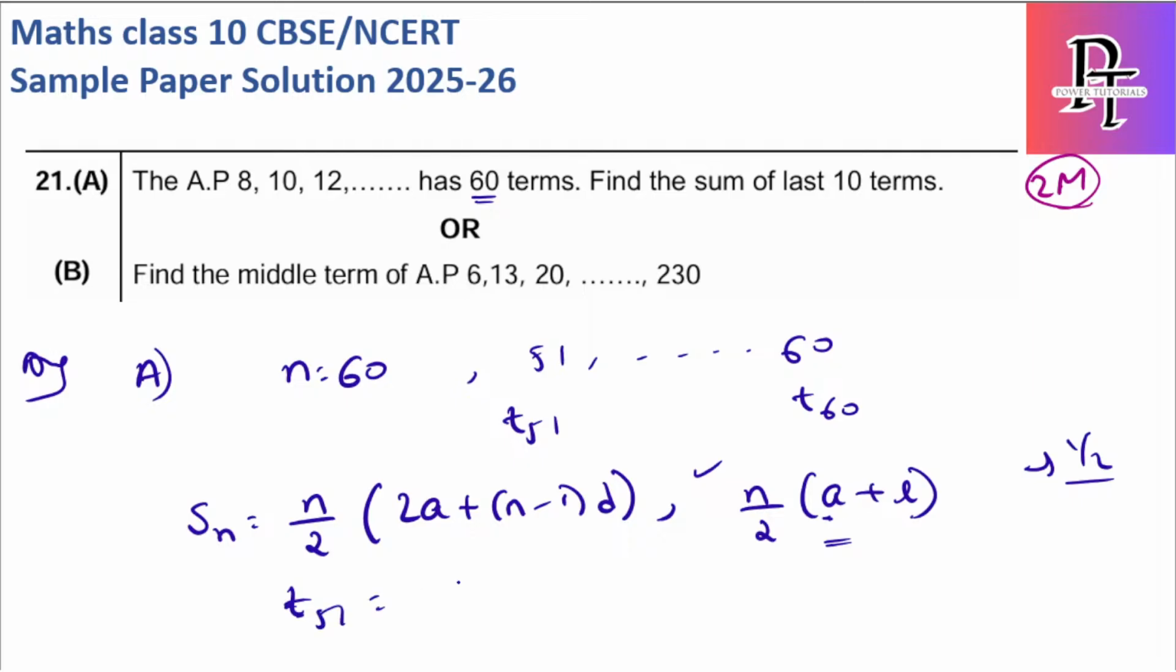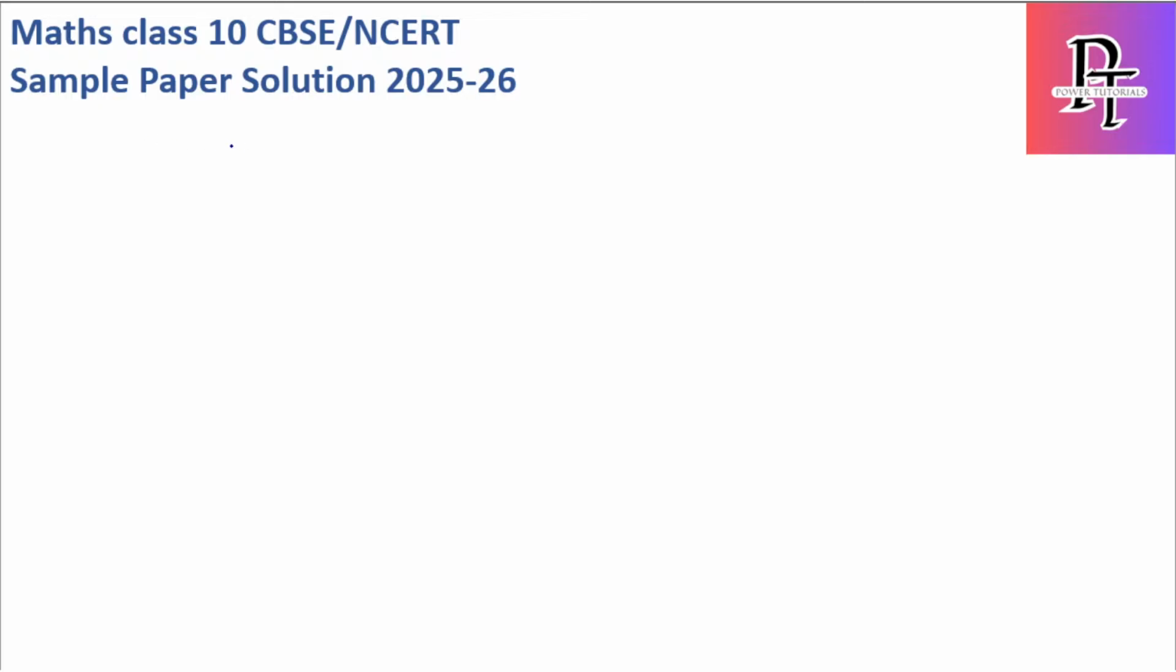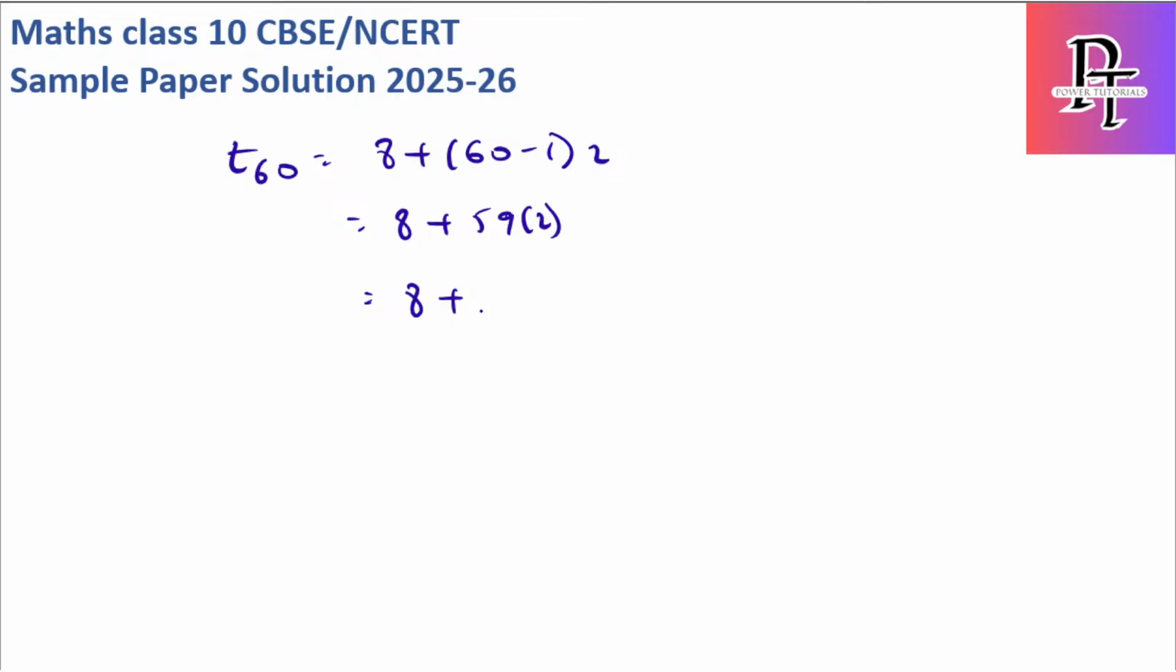T51 is a plus, what is the a value? The a value is 8, plus n minus 1 into d. Here n is 51, minus 1, into d, which is plus 2. So d is 2. So it is 8 plus 50 into 2, which is 108. In the same way let's find T60. 8 plus 60 minus 1 into 2, which is 8 plus 59 into 2. 59 times 2 is 118. So 8 plus 118 is 126. So we have T51 and T60.